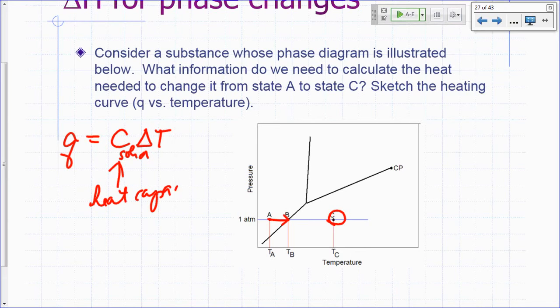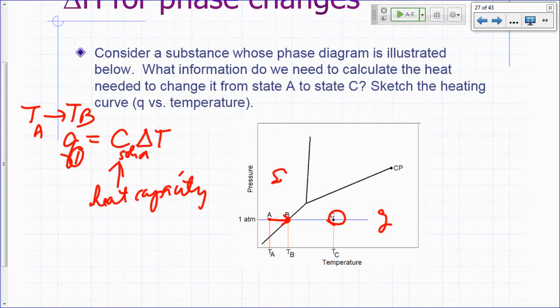Of course, chances are if you look that up, it's given to you per mole, so you have to multiply the per mole value by the actual number of moles. Now, from point B, what happens at point B? It turns from a solid to a gas, right? So this is Q for heating from TA to TB, right? So this delta T would be TB minus TA.